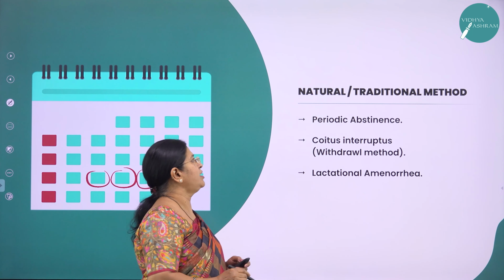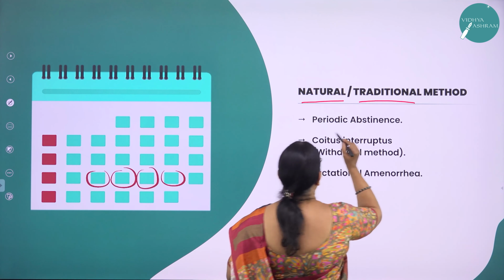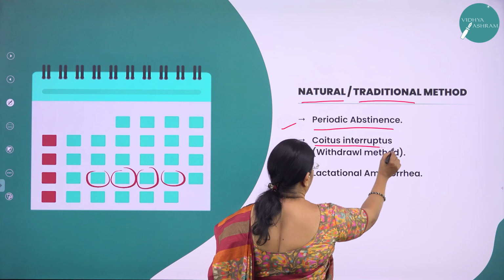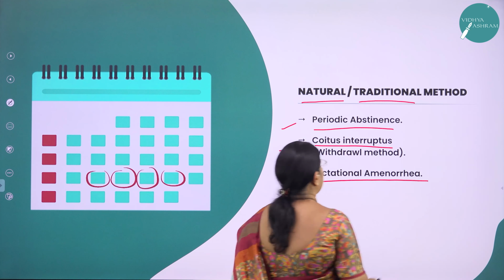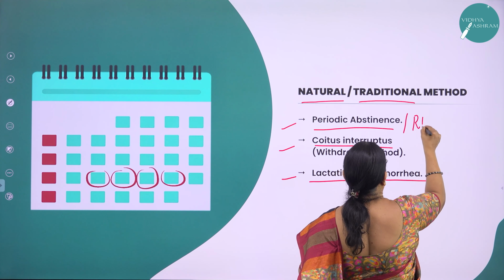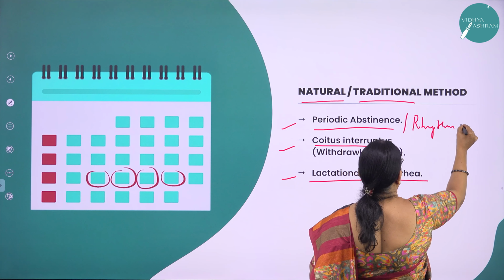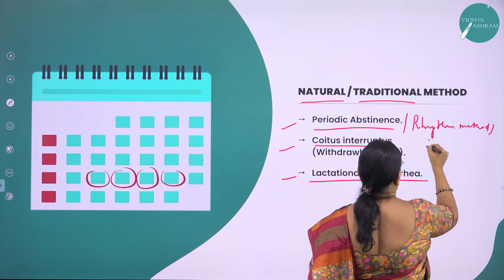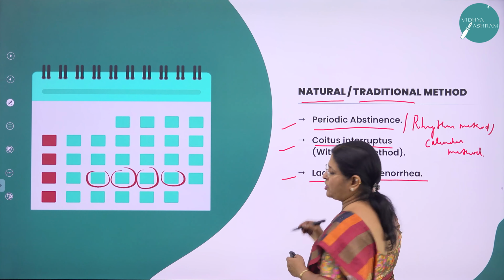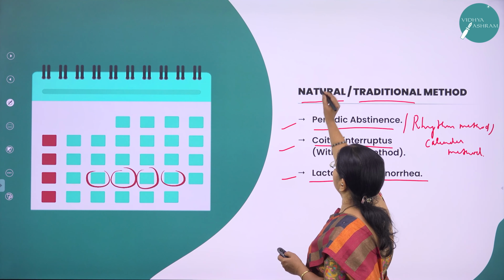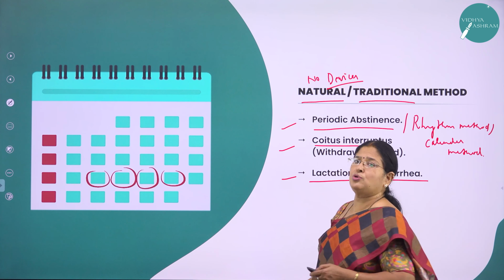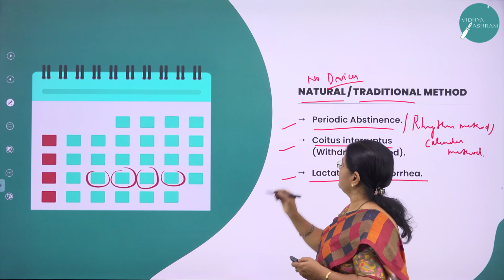Moving on to the first type called the natural or traditional method, which includes three very important types. One is called periodic abstinence, second one is called coitus interruptus, and the third one is called lactational amenorrhea. Periodic abstinence is also called as rhythm method, or it is also called calendar method. These are all the methods which require no devices. So, here we need no device. In this method, no devices are used. Now, let us study one by one.